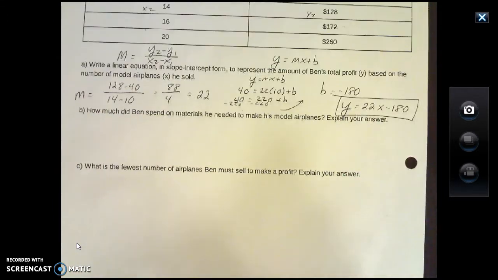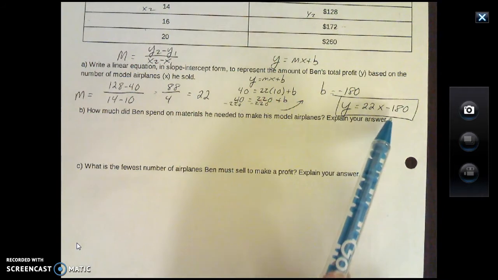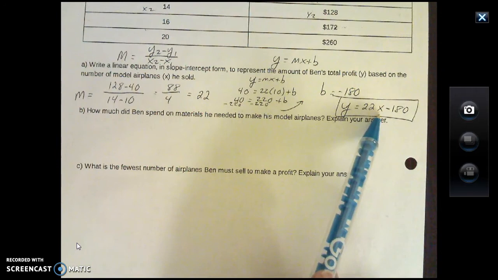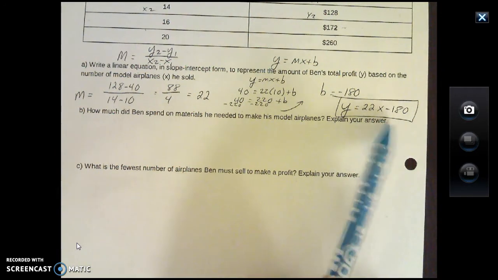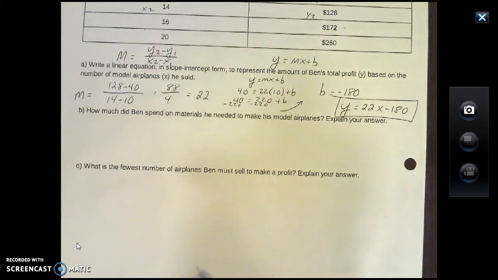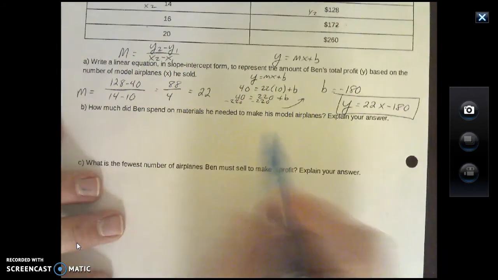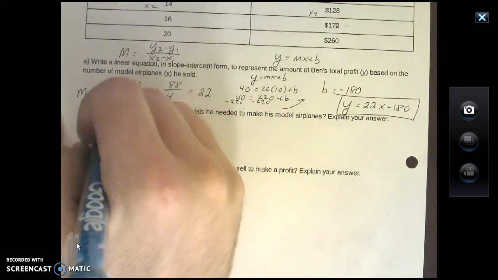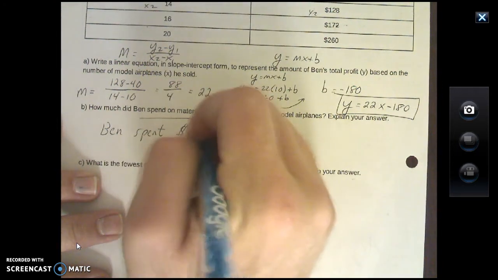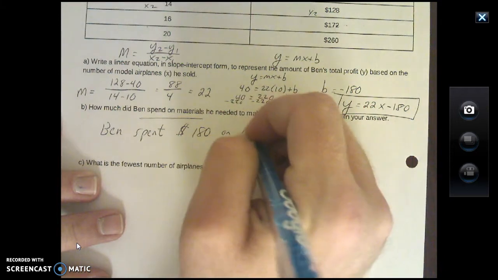Check out part B. How much money did Ben spend on materials he needed to make his model airplane? Explain your answers. Here's my original problem. The negative 180, if you put a 0 in for X, like I didn't build any airplanes, that means he's in the hole 180 bucks. So any business-minded people in here, there's something called a startup fee. Like if you want to start a company, you have to put money into your company first. So how much did he spend on materials? Ben spent $180 on materials.